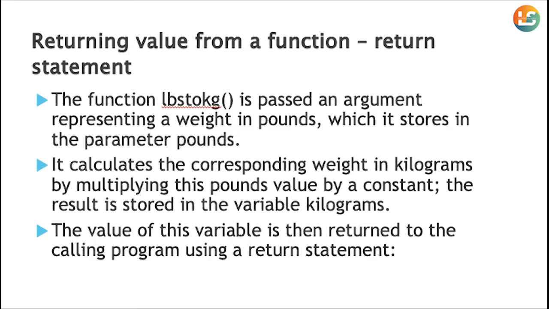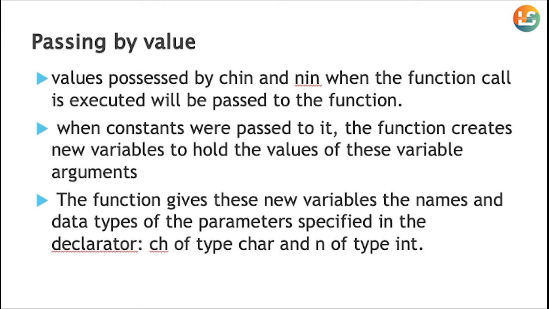Values passed by ch in and n in when the function call is executed will be passed to the function. When constants are passed to it, the function creates new variables to hold the values of these arguments. The function gives these new variables the names and data types of the parameters specified in the declarator: ch of type char and n of type int.